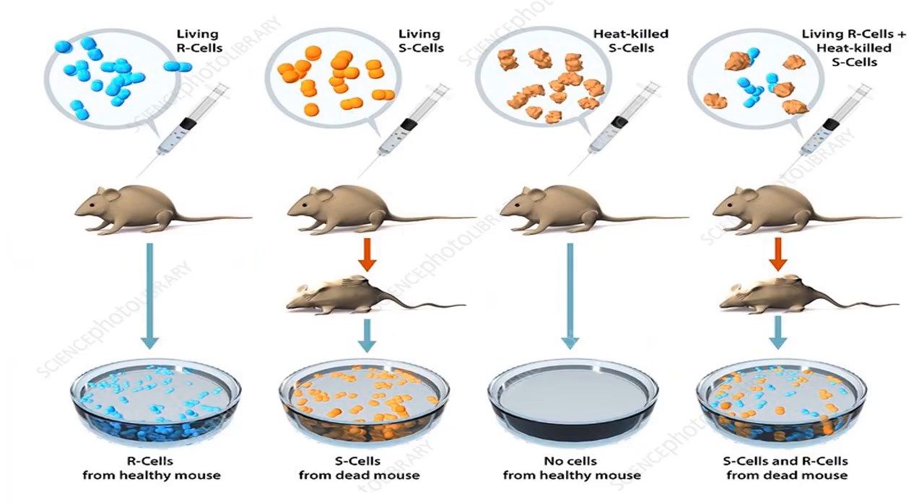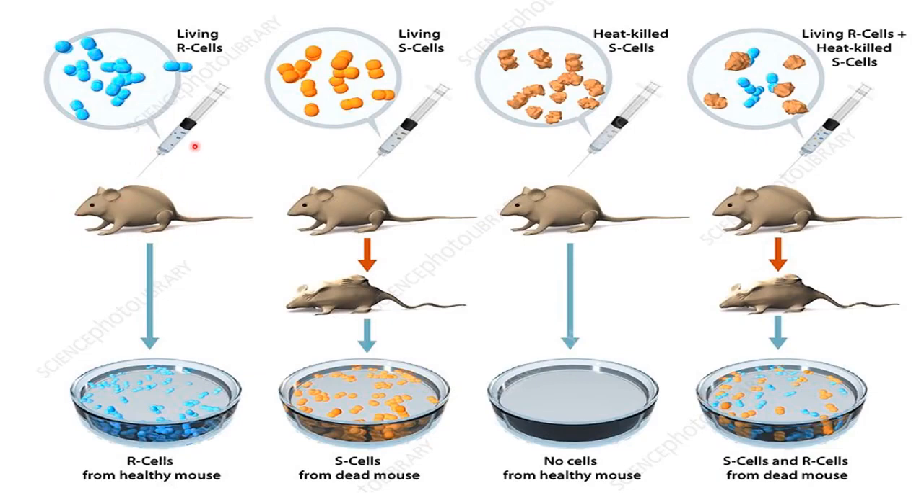So Griffith started his experiment with mice. First of all, he took R strain of bacteria Streptococcus pneumoniae and injected this R strain of bacteria in the mice. Here Griffith used many mice for the experiment, but I am showing only one.